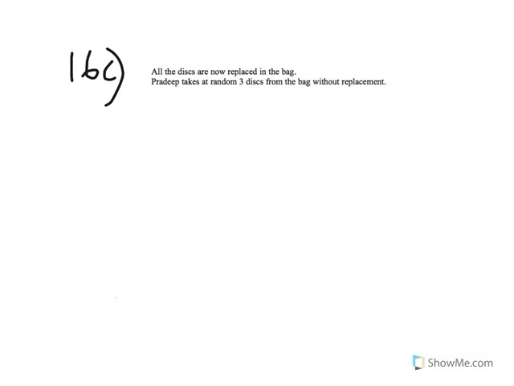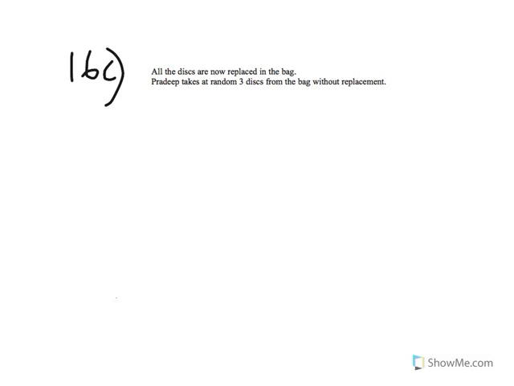Okay, so question 16c says that all discs are now replaced in the bag, and he takes 3 discs without replacement. So you have to find the probability that the disc left inside the bag is white. Now, for the disc left inside the bag to be white, there are 3 events that could occur where you have a white disc left.